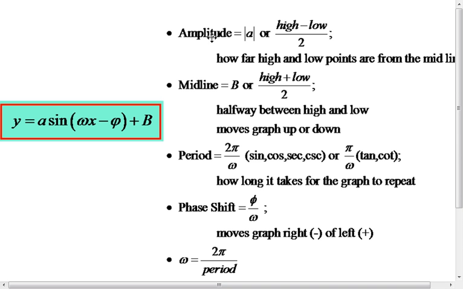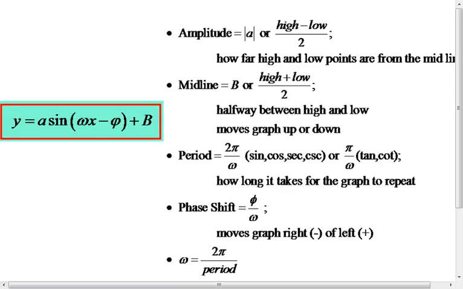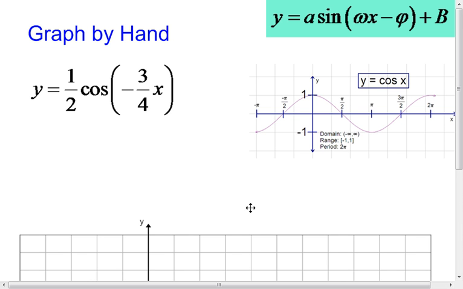We've talked a little bit about amplitude, midline, period. The phase shift is the left-right shift, and we will continue talking about some of these things as we move forward. All right, so this is the first graph that we are going to do. We are going to graph the function 1/2 cosine of -3/4 x. First of all, you have to pay attention to the even and odd properties when you're doing this. This is why I made you practice the even and odd properties earlier. So you're going to pay attention to if there's a negative right here.